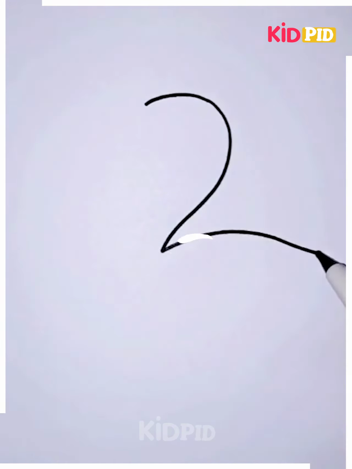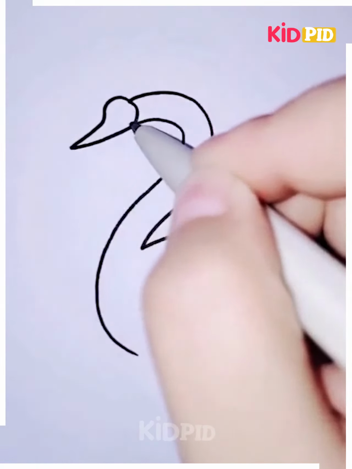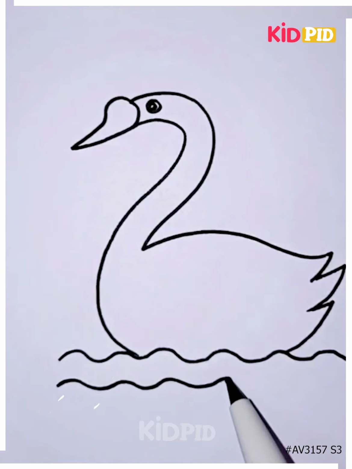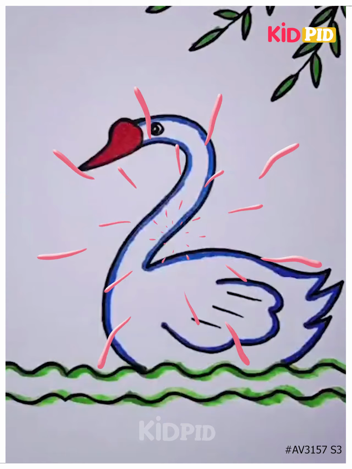Next, we are going to make a duck, starting by making the body and the neck. We are going to move ahead towards the face containing the beak and the eyes. Then we're gonna make the feathers.